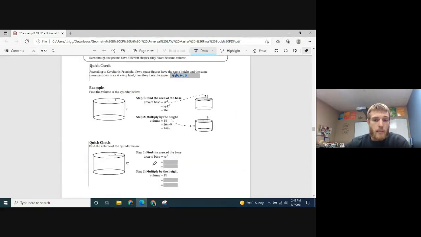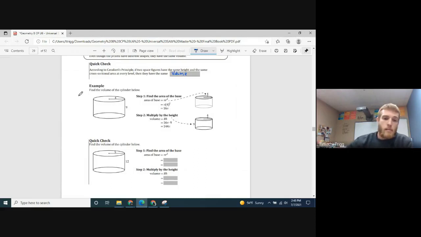Now let's talk about finding the volume of a cylinder. Well, it's pretty much the same as the volume of a prism. You find the area of the base, and then you multiply it by the height. The only difference is this base is a circle. So how do we find the area of that circle? Well, hopefully you remember the area of a circle is pi times r squared. We've seen that a couple times already.